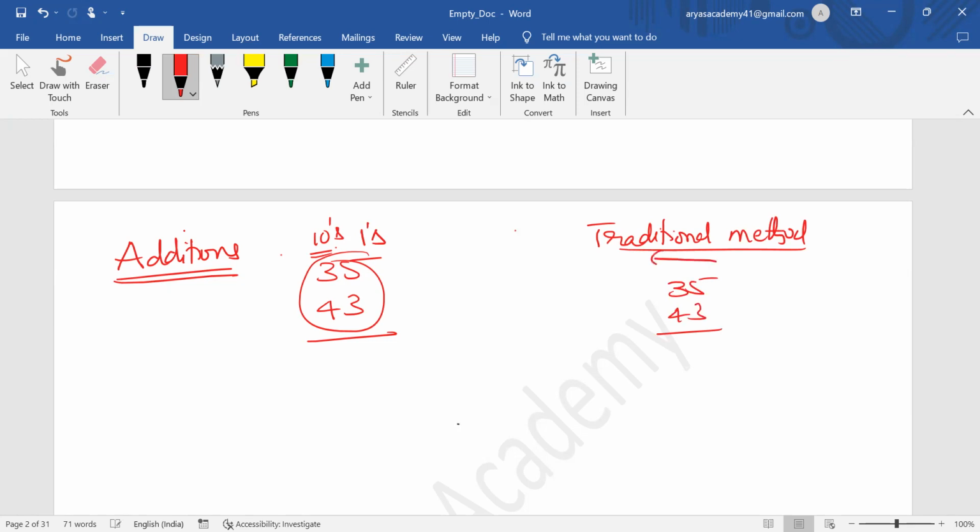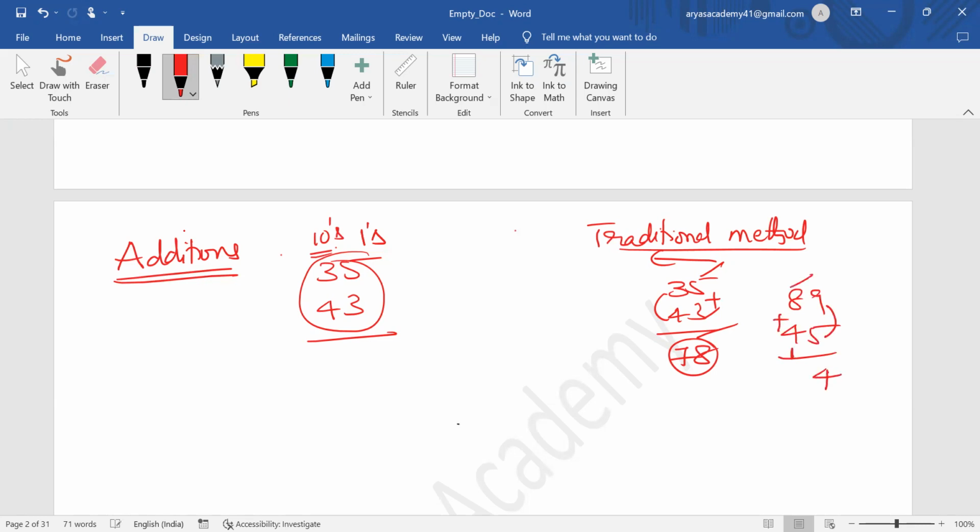We start from the right side and we move to the left, right? We'll start from the unit digit. 5 plus 3 is 8 and 3 plus 4 is 7. We'll just write it like this. Or else if you move further, maybe let me consider 89 and 45. We'll write it like this. 9 plus 5, 14. We'll carry 1 over here and I'll write 4 over here.